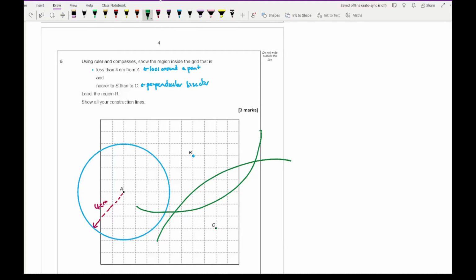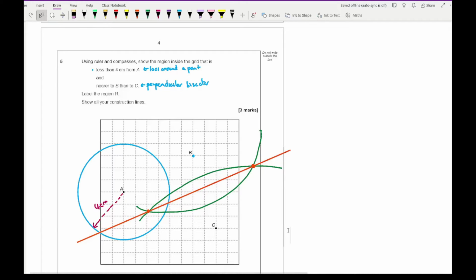Now I can see that those two arcs aren't going to intersect, so let me do that a little bit better. So for example, let's say it's like that, and then what you should notice is you should have 2 intersection points of the 2 arcs. So here I've got an intersection point here and an intersection point there. Then with a ruler, with a straight line, I need to join those 2 points up. So if I do that, what I then want to do is extend it so it goes through the circle.